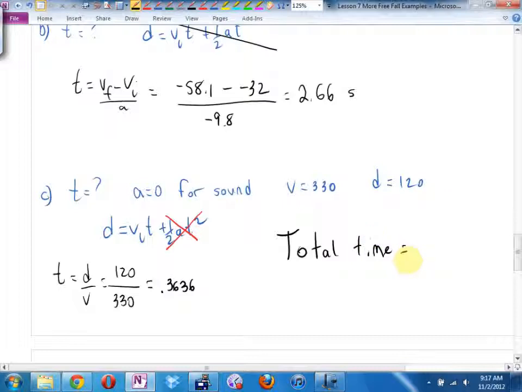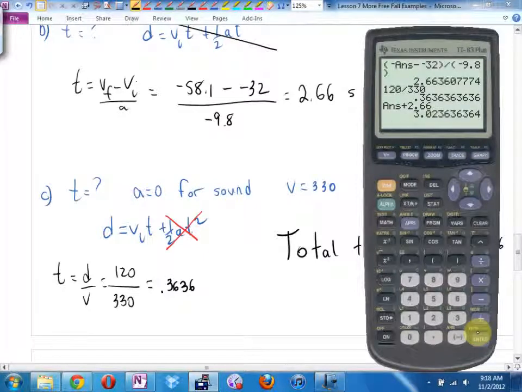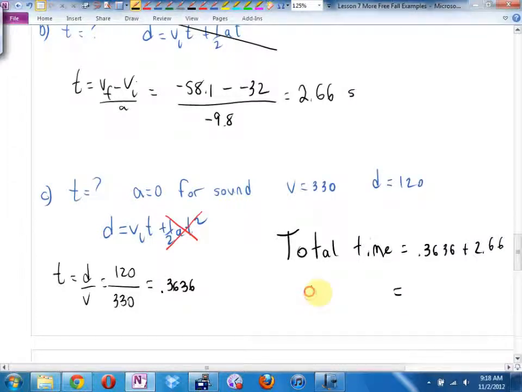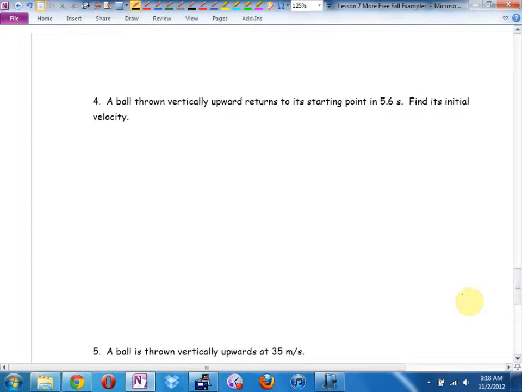What about total time? 0.3636 plus the 2.66 that it was in free fall. So from the time we dropped it until the time we hear it hit, that long. 3.02 seconds. Yeah? So these four equations, they're pretty flexible. We've been doing some good stuff here. I think I got one more. Yeah, one more. No, two more.